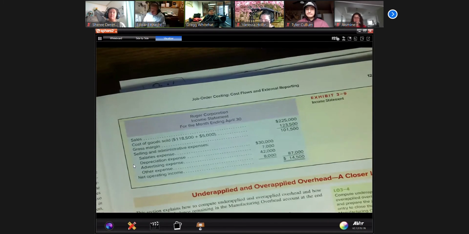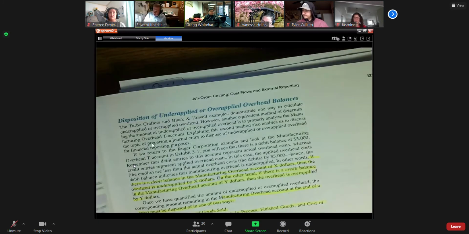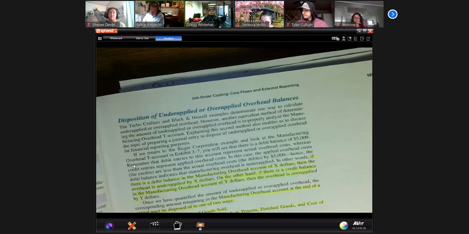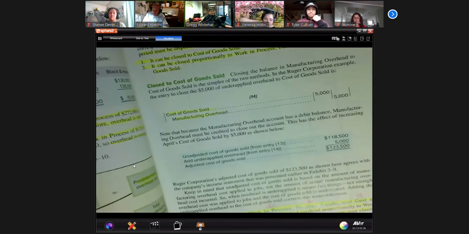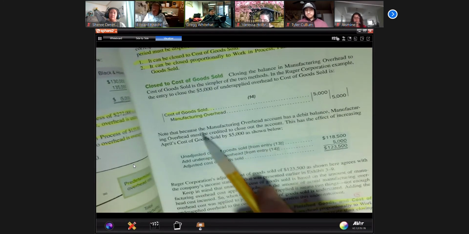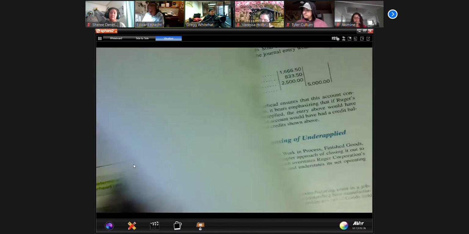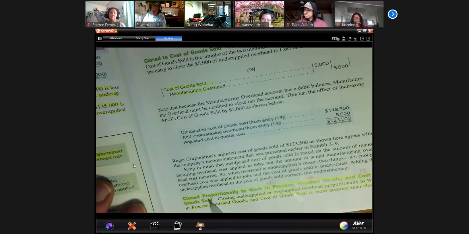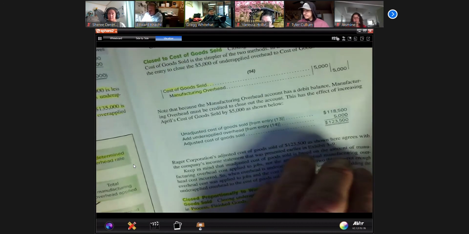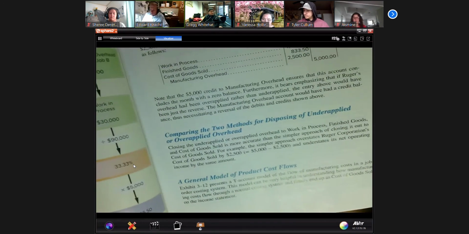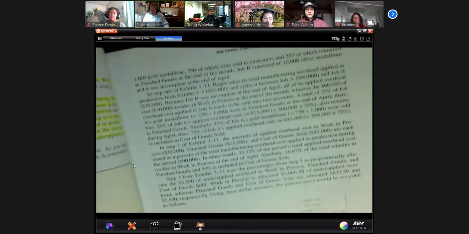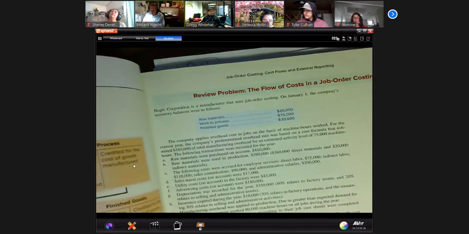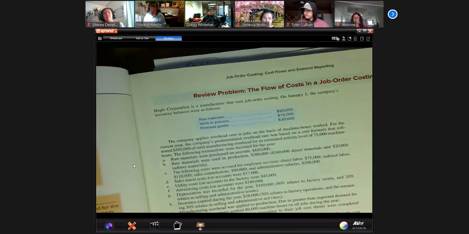And then they talk about computing under and over applied overhead. We kind of already touched on that, so that should be easy. And then to close out the cost of goods sold account, we kind of did that already, didn't we? But then closing the under or over applied overhead using work in process, finished goods, and cost of goods sold, so that's the harder way. You've got to proportionally work that out. So you're going to have to read on that because time is expired.